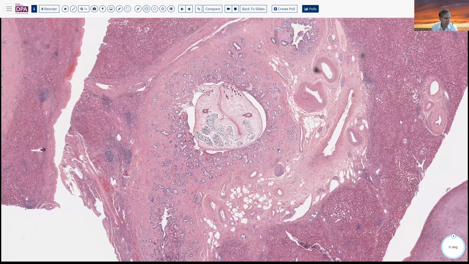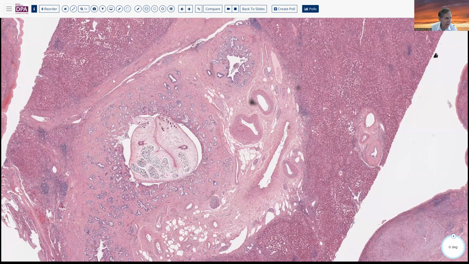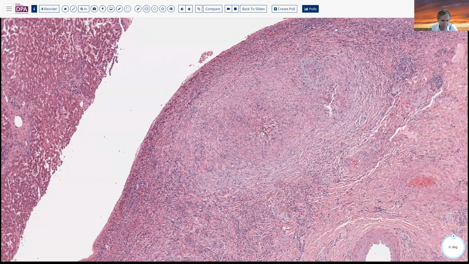We'll also note here another view of that same fluke in this structure, again with this nice pattern of adenomatous hyperplasia surrounding the tissue. Now, there's one other feature I wanted to identify here, and that is that sometimes we can get these granulomatous responses here without, well, there's more eggs there in that one.